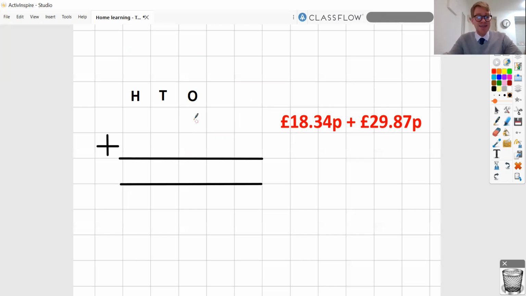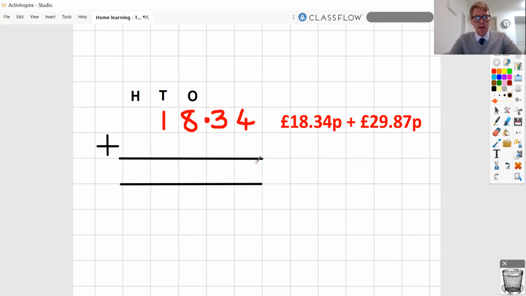We are going to need to extend our normal column addition columns and make a little bit more room to write in what's left. Let's have a look at how that's going to look on our page. So I'm still going to write my 18 in, and it's 18 pounds, and here I'm going to put my little dot in between my numbers, and I'm going to have 34.